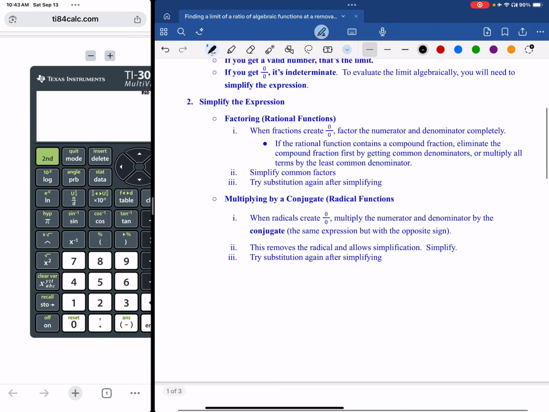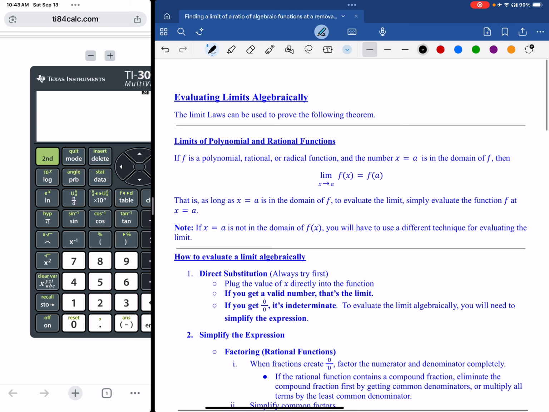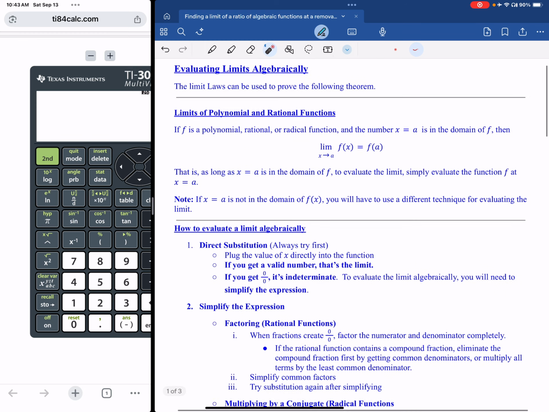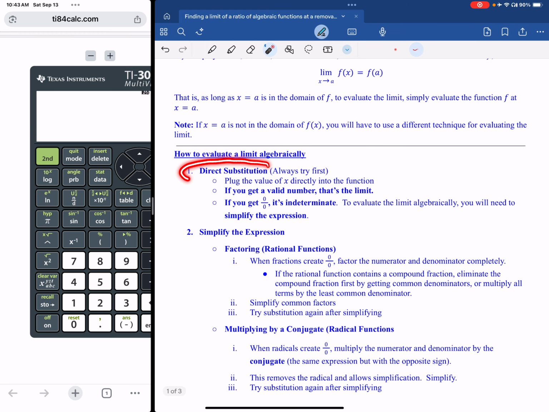By hand. If you go back to the notes for evaluating limits algebraically, remember if it's a polynomial, rational, or radical function, the first thing that we want to do is always try plugging in the number. If you get a valid number, that is the limit. But what you're going to realize in these examples is we're going to get 0 in the numerator and 0 in the denominator.